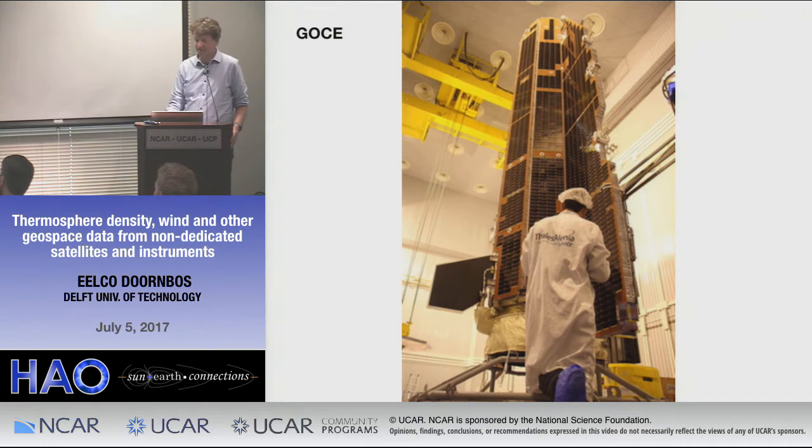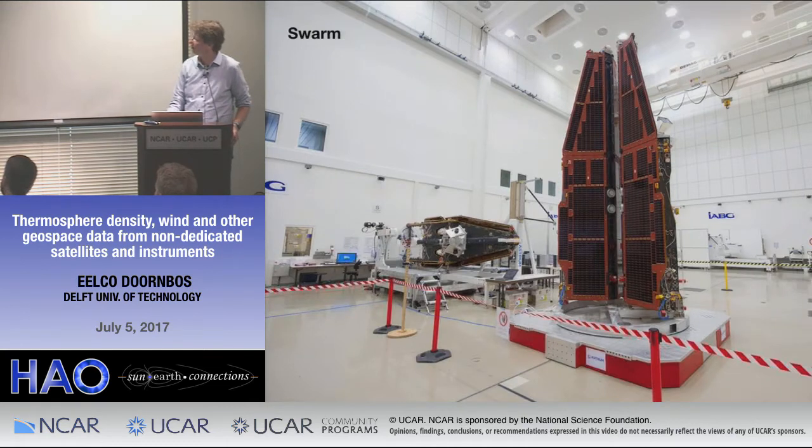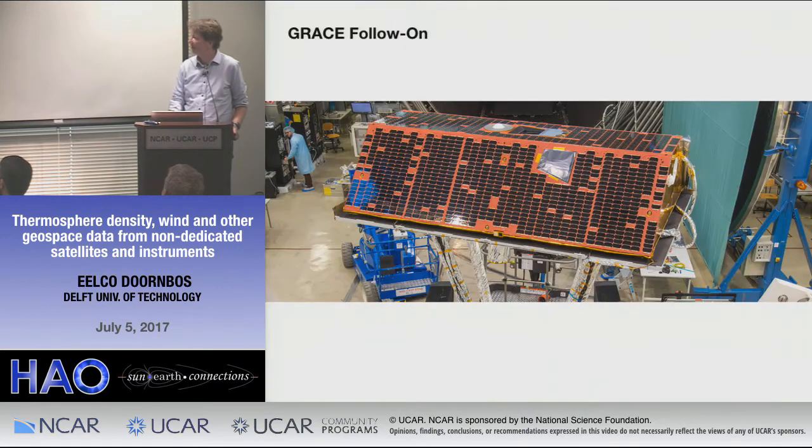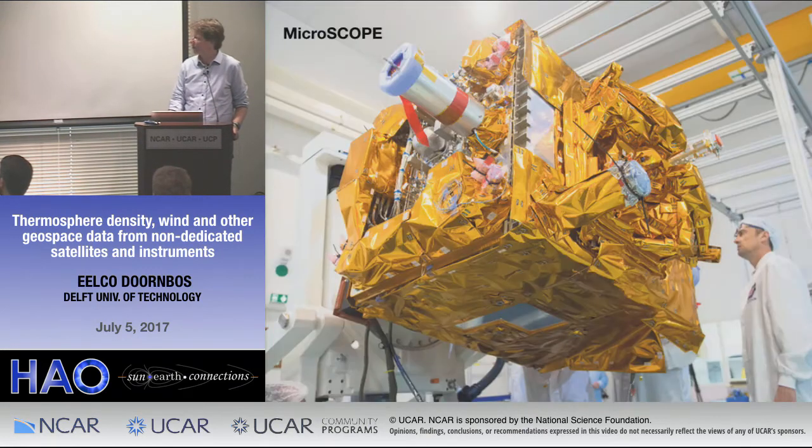Well, the first accelerometers in the modern era that were really put on satellites to make thermosphere measurements were put on Swarm. Unfortunately, these accelerometers are not of the same quality as the ones on the other satellites, it turned out. But we have also the GRACE follow-on satellite coming up, and the microscope satellite currently in orbit. This is a fundamental physics mission.